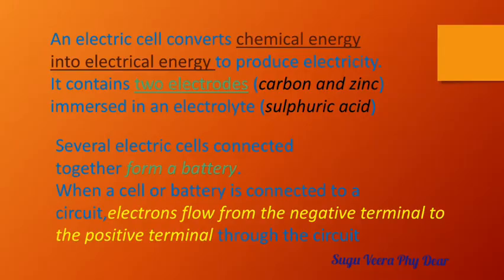It contains two electrodes. One is carbon, another one is zinc, immersed in an electrolyte. Electrolyte is sulfuric acid. Here carbon is cathode and zinc is anode. Several electric cells connected together form a battery. When a cell or battery is connected to a circuit, electrons flow from the negative terminal to the positive terminal through the circuit.